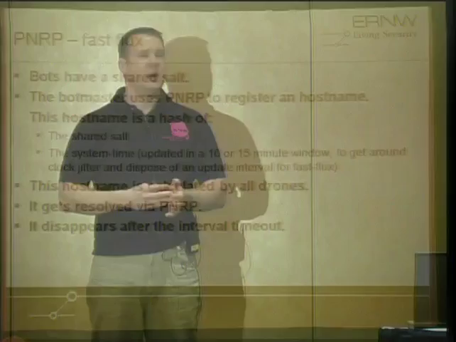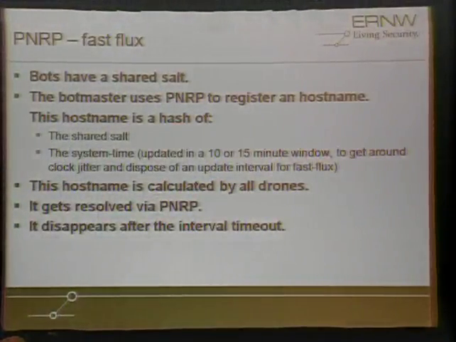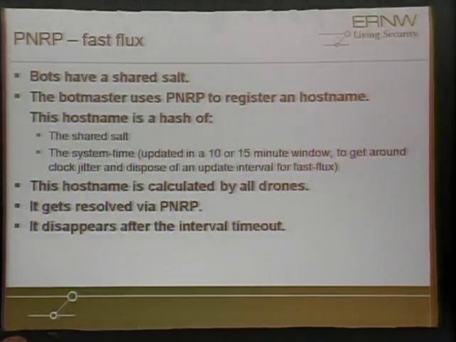We coded a small bot name resolution component, which works in such a way that all the bots within a given botnet have a shared salt. The bot master uses PNRP to register a host name. This host name is a hash over that shared salt and the system time, so it changes every, say, 10 or 15 minutes. It could be 1 minute, could be 1 hour, whatever the bot operators would like. This host name can easily be calculated by all bots, all drones, and resolved by PNRP, and it disappears after the given timeout. So every 1, 10, or 30 minutes, a new name gets registered for the central entities, and all the bots will be able to calculate the name and resolve it.